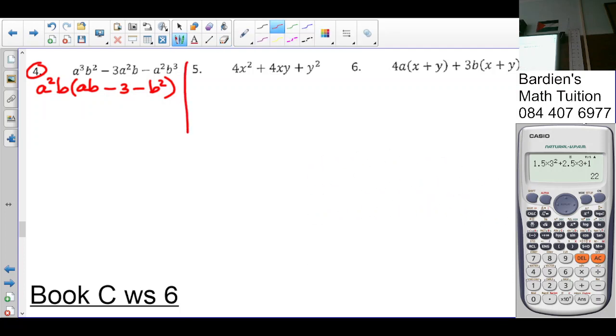Let's look at number 5. Is there a common factor? No. Is it unfactorable, he says? Is that correct? No. Is the trinomial in the form x squared plus x plus y squared? So yes, it is in order.